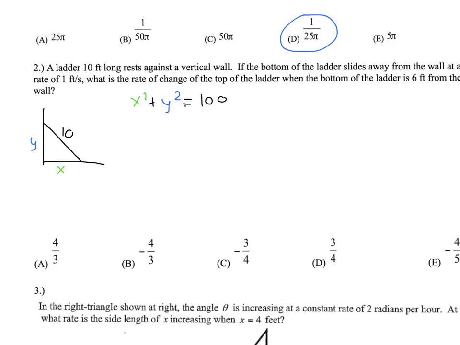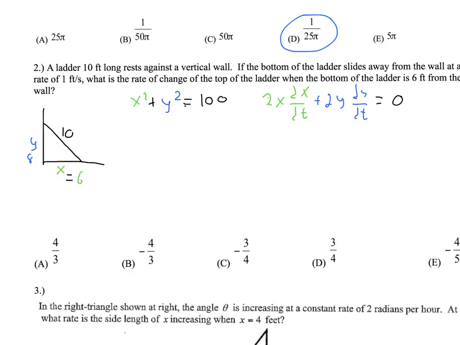If we take the derivative of that, 2x dx/dt plus 2y dy/dt is equal to 0. The bottom of the ladder is going to be 6 feet away from the wall, and this is a Pythagorean triple, so it's 6, 8, 10.